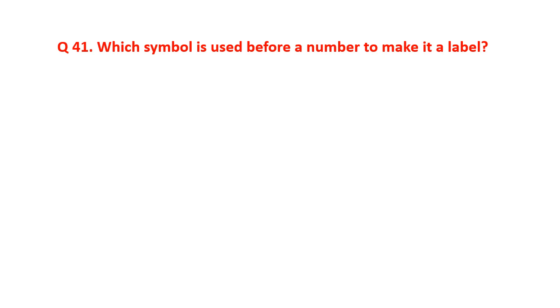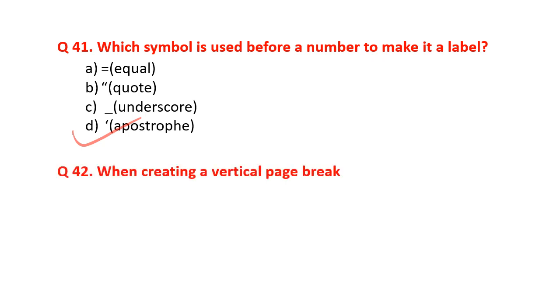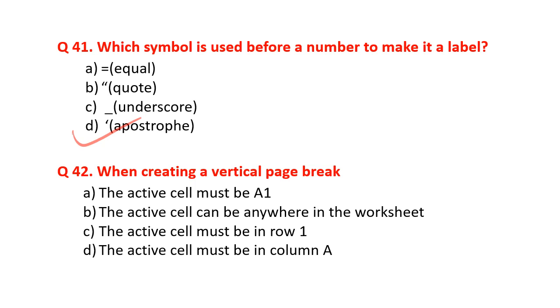Next question. Which symbol is used before a number to make it a label? So apostrophe is used before a number to make it a label. Next question. When creating a vertical page break, option A, the active cell must be A1. Option B, the active cell can be anywhere in the worksheet. Option C, the active cell must be in row 1. Option D, the active cell must be in column A. So option C is the right answer. Active cell must be in row 1. Next question.